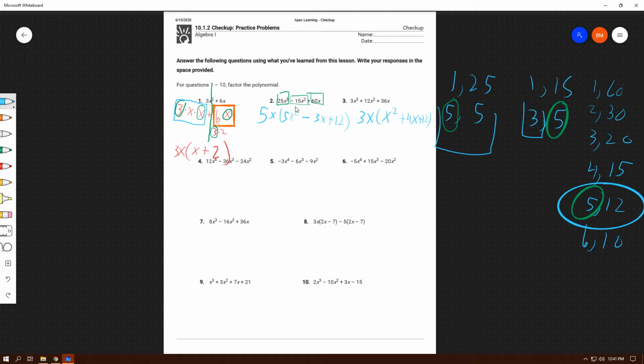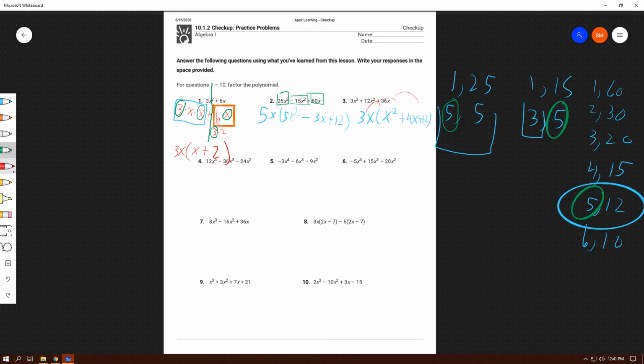And then we have an x cubed and x squared and x, where I can only take the smallest number of x's that they have, which would be 1. And I pulled that out. And then one thing that we could do if we wanted to double check ourselves is we could distribute this back in. 3x times x squared is 3x cubed. 3x times 4x is 12x squared. 3x times 12 is 36x.